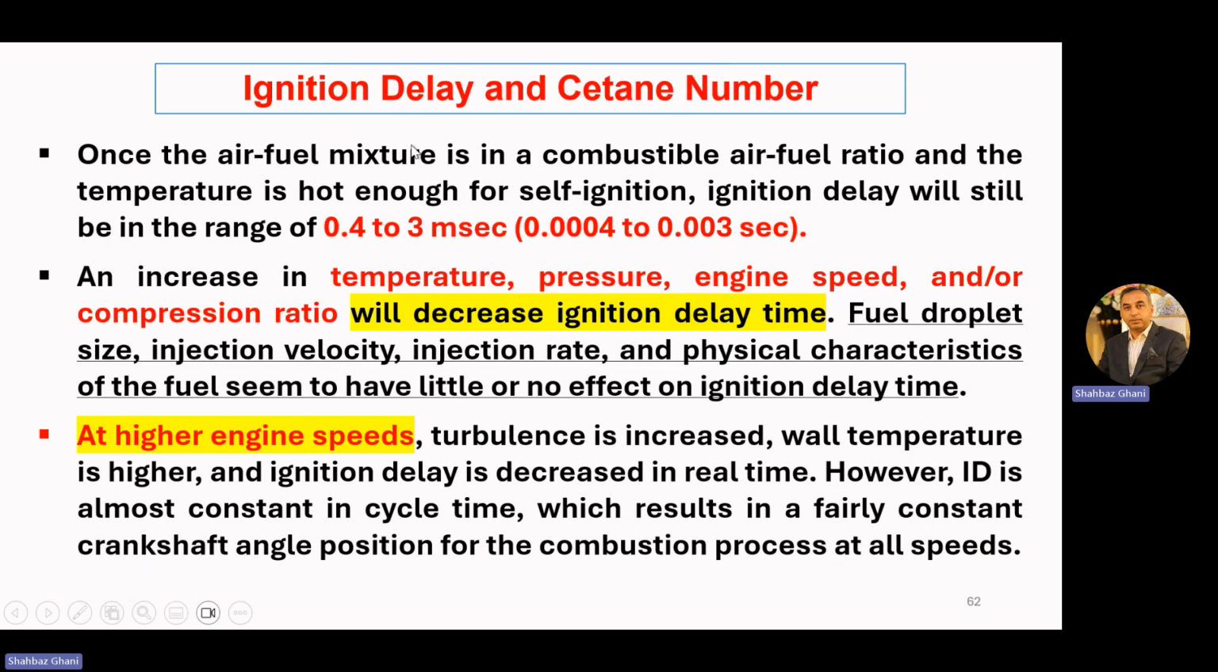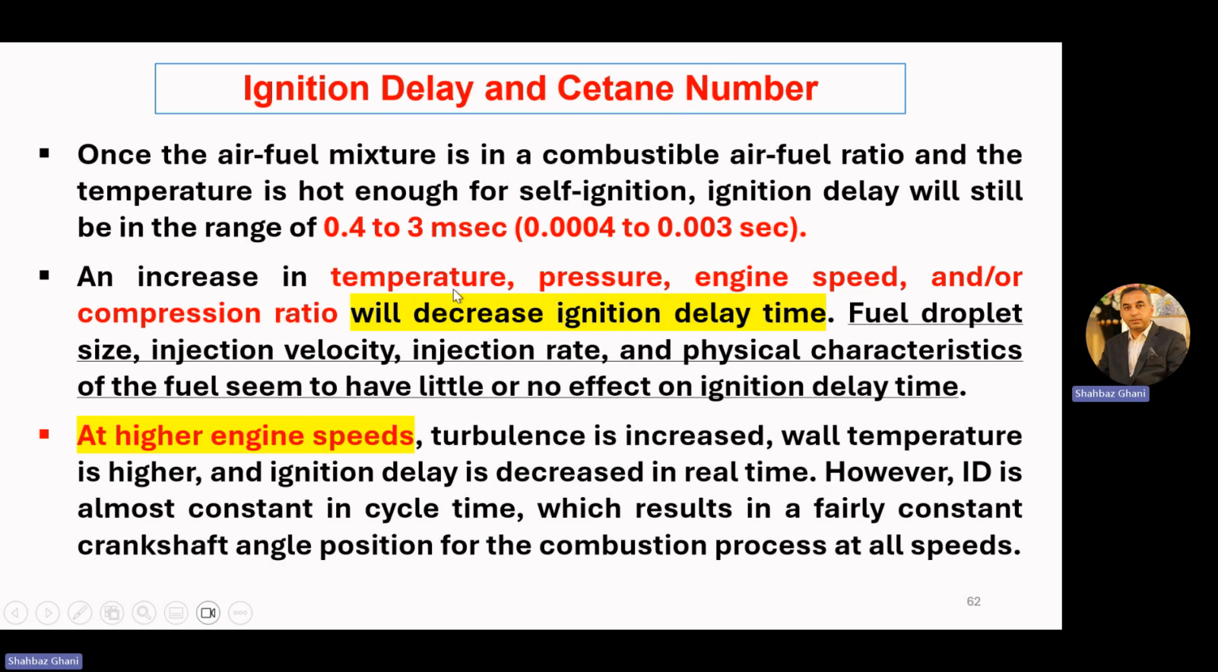Ignition delay and cetane number. Once the air-fuel mixture is in a combustible air-fuel ratio and the temperature is hot enough for self-ignition, ignition delay will still be in the range of 0.4 to 3 milliseconds. So it will be 0.0004 to 0.003 seconds. Ignition delay will be there.